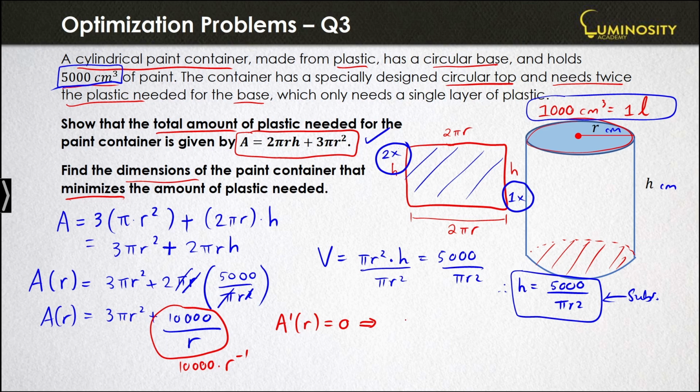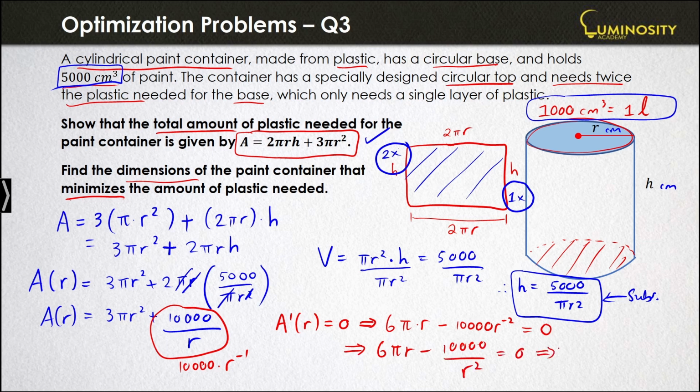So doing the derivative laws now, remember pi is a constant real number. So it's going to be 2 times 3 pi, just 6 pi, times r. And then over here, we're going to have minus 1 times 10,000, so minus 10,000 times r to the negative 2 equals 0. So let's simplify this algebraically. We have 6 pi r minus 10,000 over r squared equals 0.